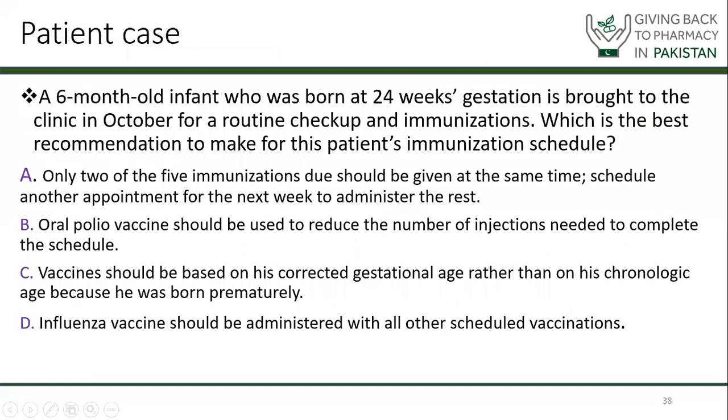Okay, let's discuss this patient case. A 6-month-old infant who was born at 24 weeks gestation is brought to the clinic in October for a routine checkup and immunization. Which is the best recommendation to make for this patient's immunization schedule? Can someone tell the answer? A: Only 2 of the 5 immunizations due should be given at the same time. B: Oral polio vaccine should be used to reduce the number of injections needed to complete the schedule. C: Vaccination should be based on the corrected gestational age rather than chronological, meaning actual age, because he was born prematurely. D: Influenza vaccine should be administered with all other scheduled vaccinations.